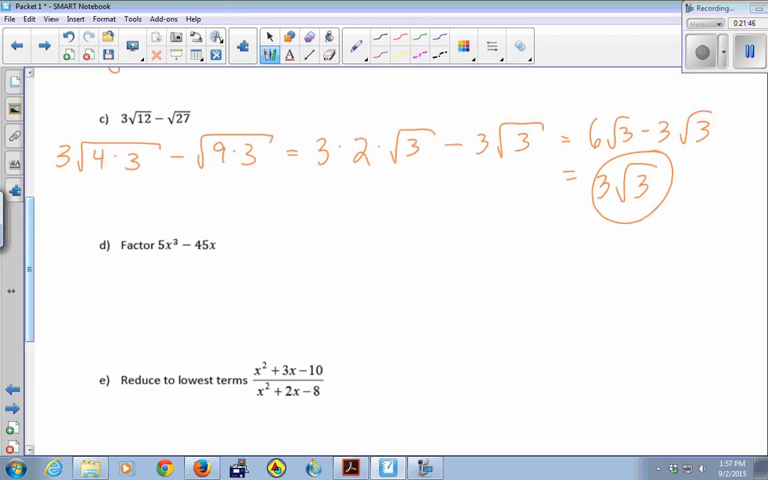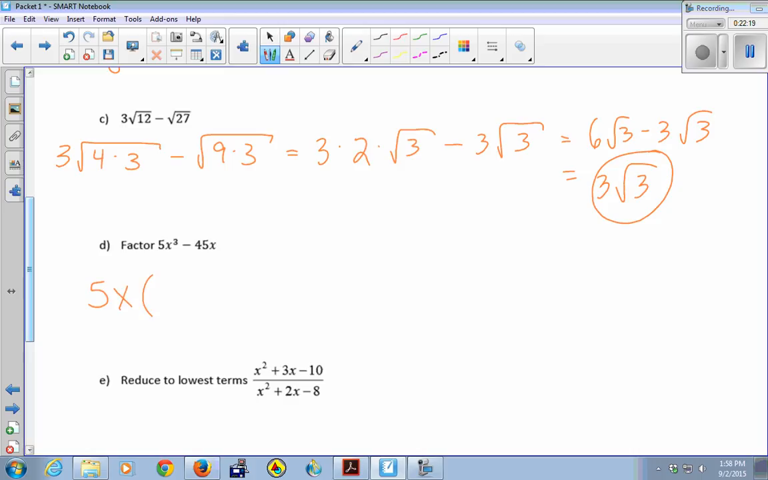All right, factoring. Another big skill that is a prerequisite for this class, but you may have just learned it last semester, depending on what class you took before this. So factoring. In this case, I just want to pull out the GCF, right? So what's the biggest number that goes into both 5 and 45? 5. So I'm going to definitely pull out a 5. And what's the biggest number that goes into both x cubed and x? X. So I'm going to pull out a 5x.